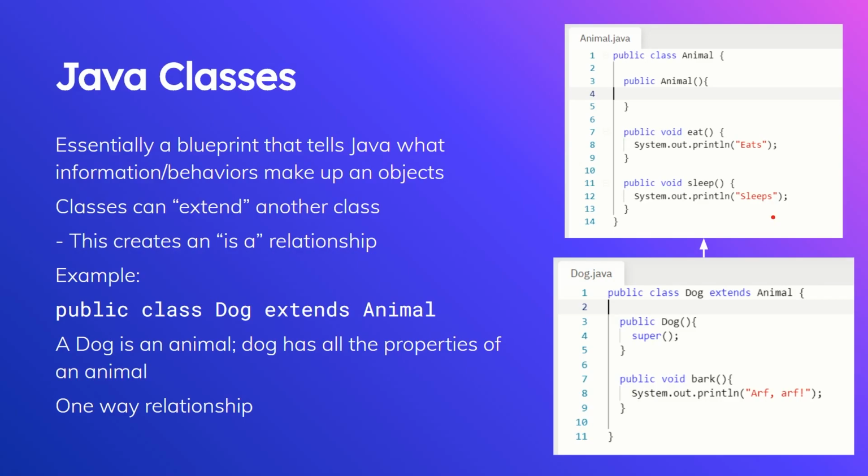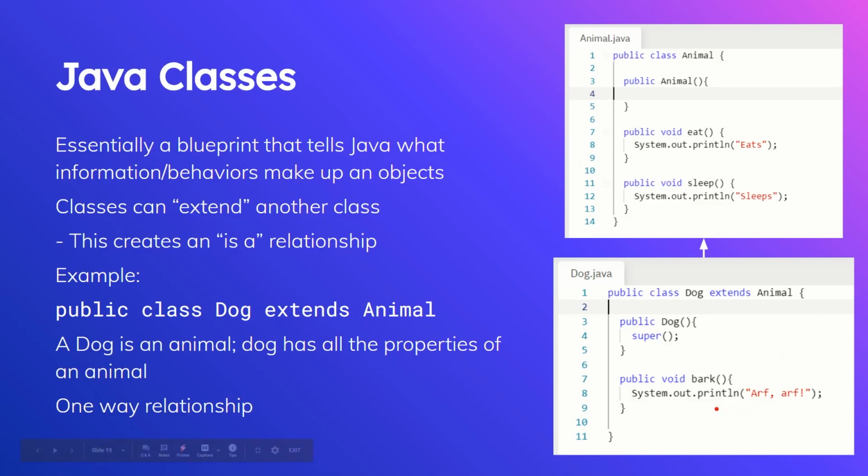But what we can do is extend classes. We can basically extend our behaviors and characteristics to something else. It creates what's called an is-a relationship. So we can say that dog is an animal, and dog is going to inherit all the properties of an animal. Because a dog is an animal, it has to eat and it has to sleep. But something specific to a dog is that it can bark. So that's what I put right there.